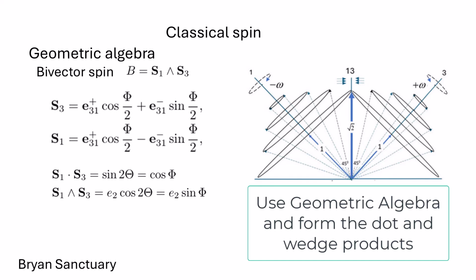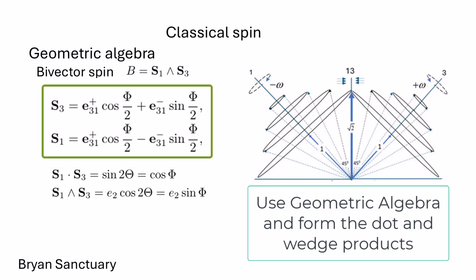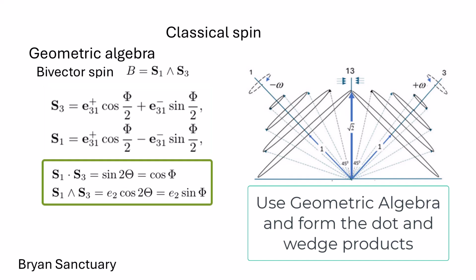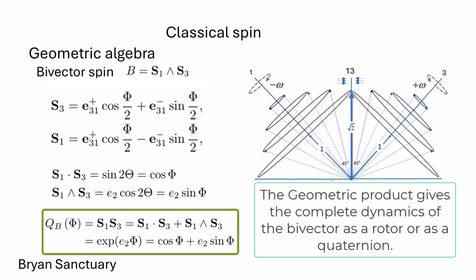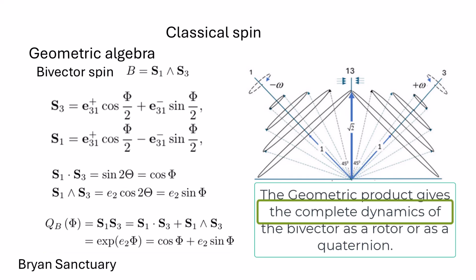Now we express this using geometric algebra. We start with classical spin, with angular momentum I just found, and calculate the scalar product and the wedge product, which we use to get the geometric product. This gives the complete dynamics from the body fixed frame.